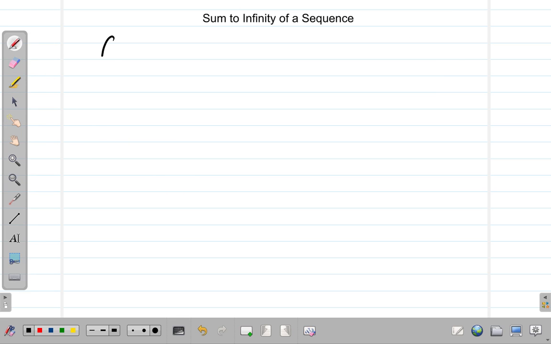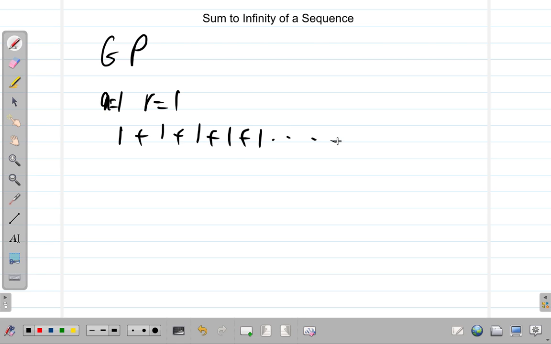Let's check out the GP, geometric progression. If you have, say, a geometric progression, first term is 1, and let's say the common ratio is 1. You would have 1 plus the second term, which will be 1 times 1, which is 1, plus the third term, which will be 1 times 1, which is 1, plus 1 plus 1, and it goes on and on. The fact is, the sum would approach positive infinity.